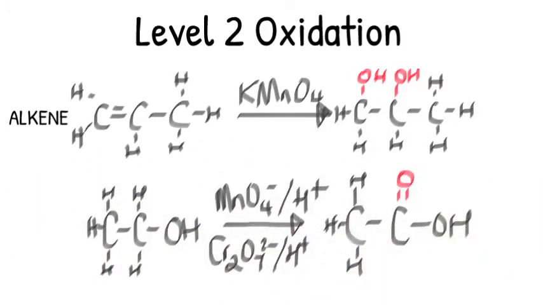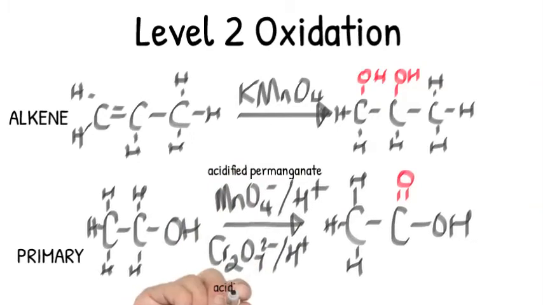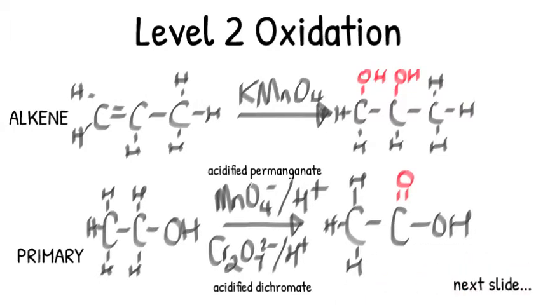And the other reaction we need to know in level 2 is from a primary alcohol. And we can either use acidified permanganate or acidified dichromate. And what happens there is we create a carboxylic acid. See that what we've made is two more bonds between carbon and oxygen atoms as per our previous definition.